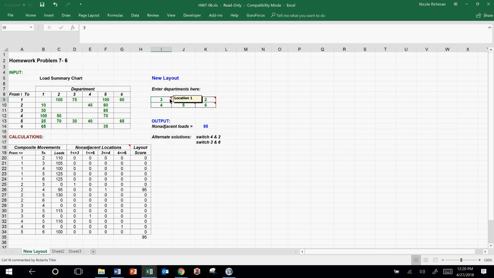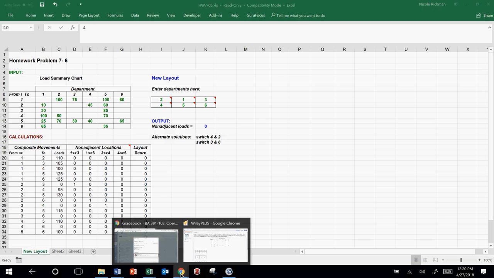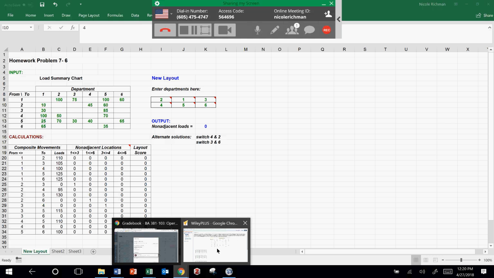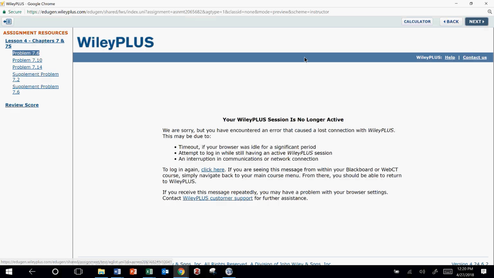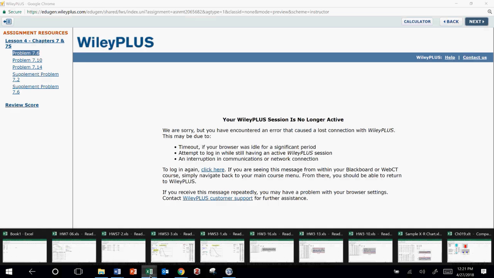So we want to pick the solution that aligns 2 and 4, 1 and 5, and 3 and 6. If we go over to the solution set in Wiley, we again see they have it as 4 and 2. These can be flipped without causing any other non-adjacent load issues. The other problem that we have in Wiley, let me switch back to our Excel.